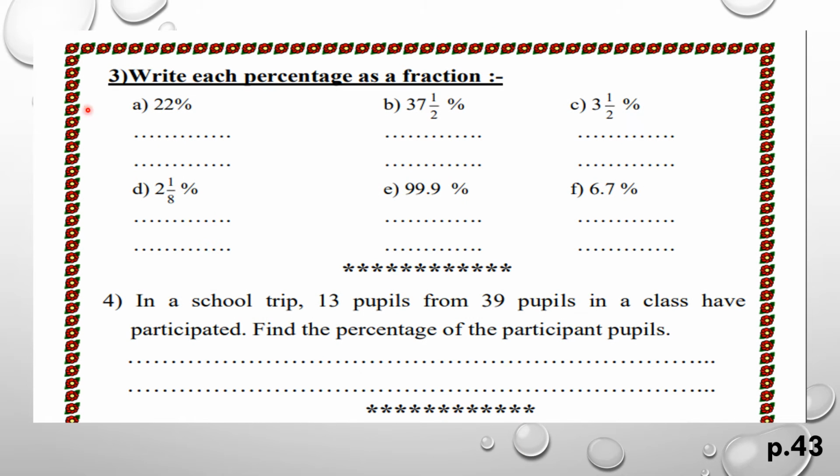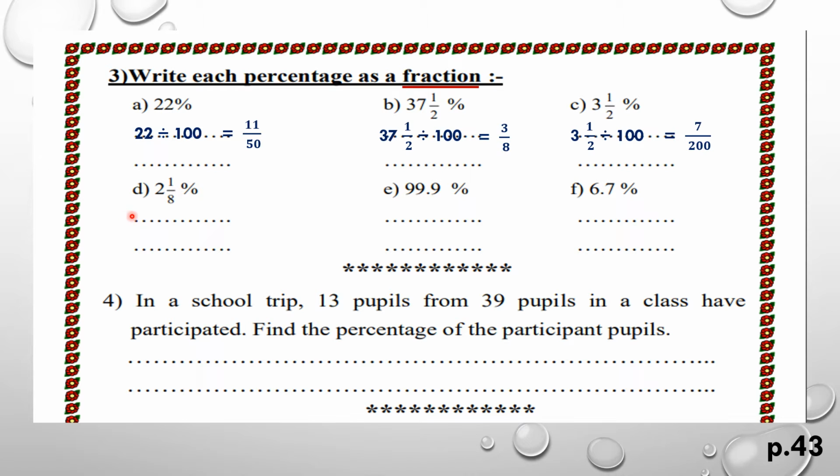Page 43. Number 3. Write each percentage as a fraction. A, 22%. We said that to convert from percentage to a fraction, we need to divide by 100. So 22 divided by 100 equals 11/50. The calculator will give you the answer in its simplest form. Letter B, 37.5%. 37.5 divided by 100 equals 3/8. Letter C, 3.5%. 3.5 divided by 100 equals 7/200.